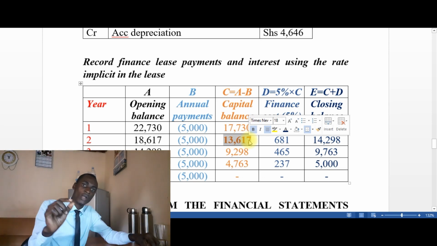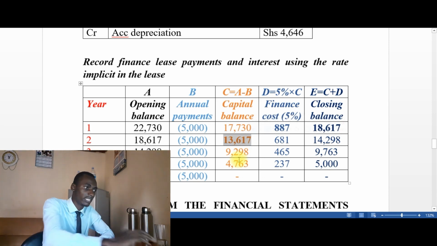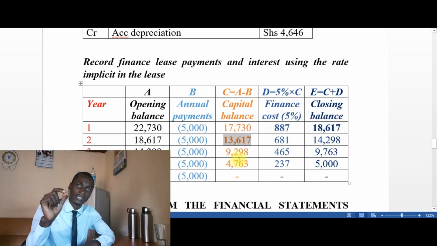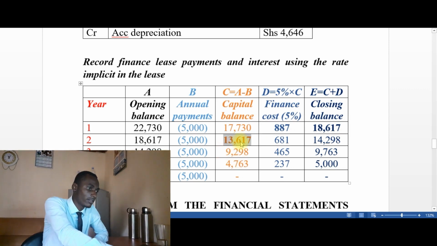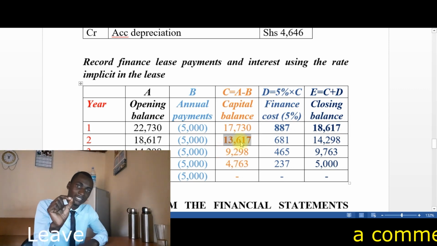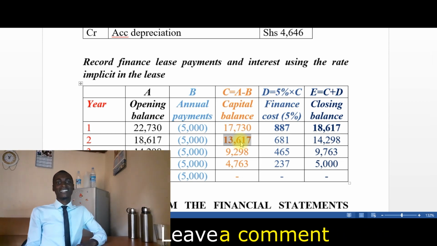Meaning that if I want to get the current liability, get the total liability of 18,617 minus the non-current liability of 13,617. That difference is your current liability of the lease obligations.